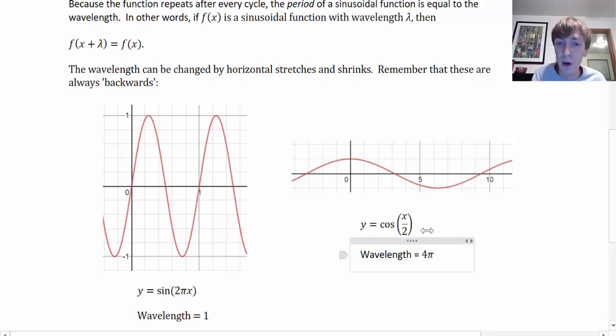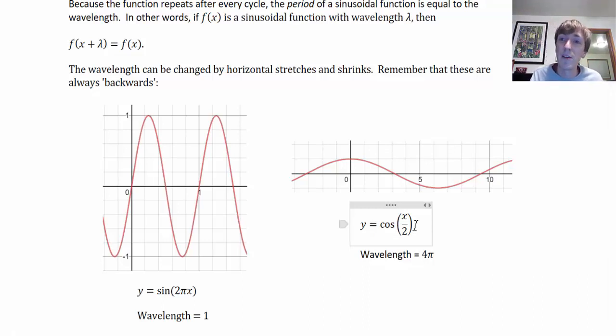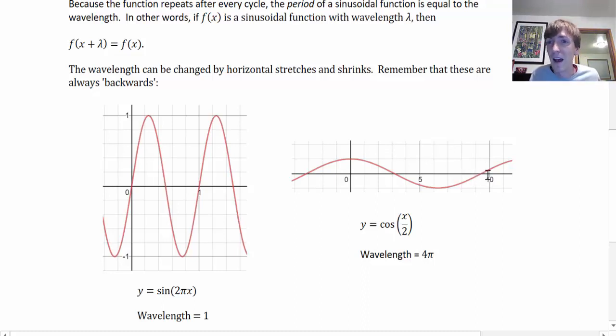Something like y equals cosine of x over 2. Well, okay, cosine also starts with a wavelength of 2 pi, but when I divide x by 2, that multiplies the wavelength by 2, so that I end up with 4 pi, right? This isn't something that I could just measure by hand because I can't spot 4 pi, but if I have my formula, I can tell exactly what it is.